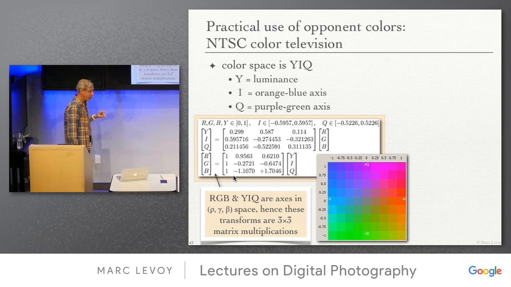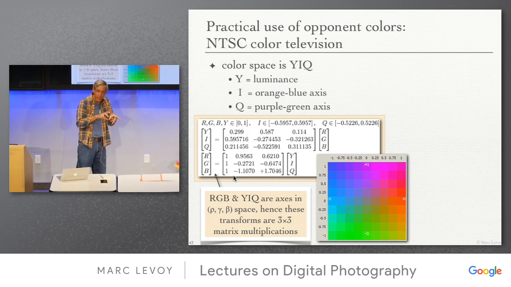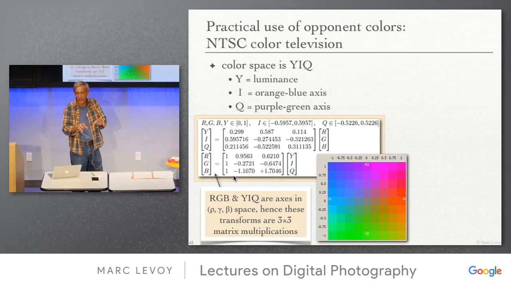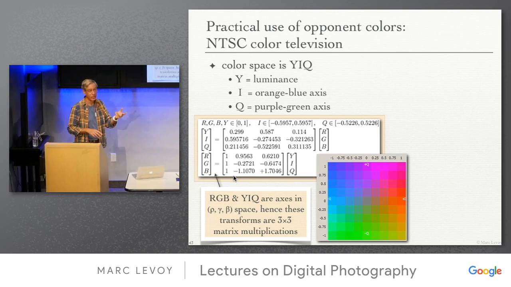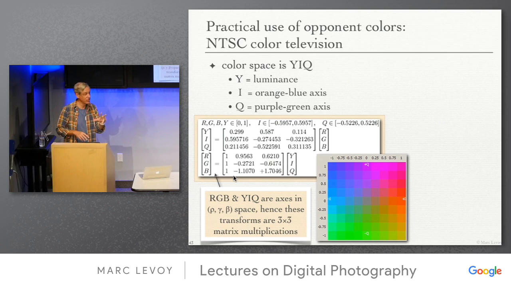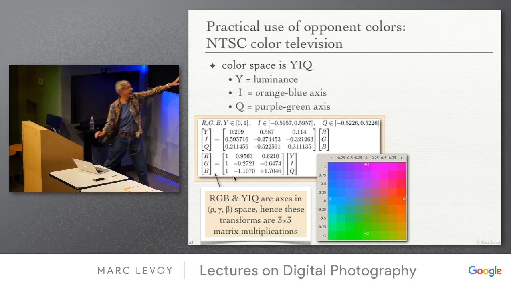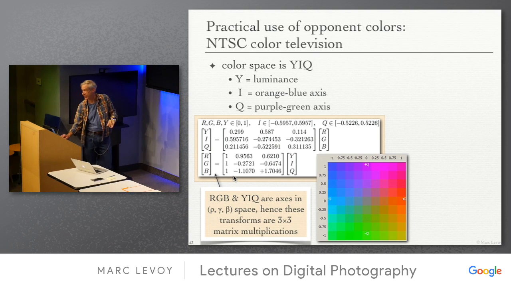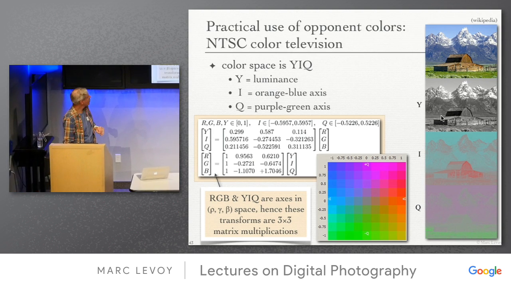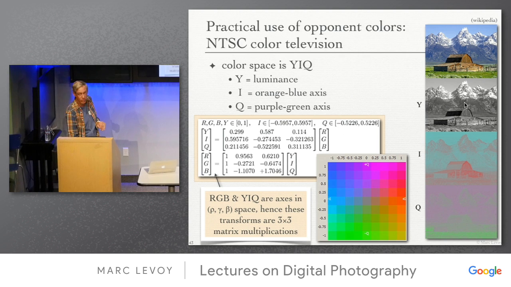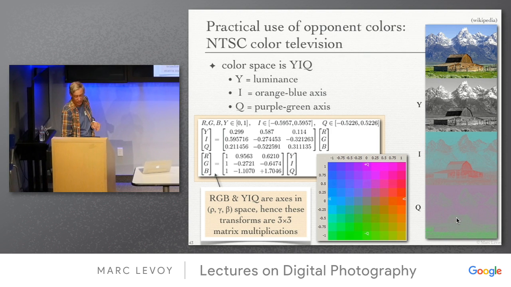These are just 3x3 matrix transformations. I didn't really say this before when we were talking about the rho gamma beta space and the RGB space and the XYZ space. They're all just linear transformations of one another, so they're representable by 3x3 matrices. You can convert from one set of axes to another set of axes with a 3x3 matrix. This doesn't particularly give the rho gamma beta, but you could also do that. That's just another matrix. So here's what the decomposition looks like into the luminance and the two color channels.